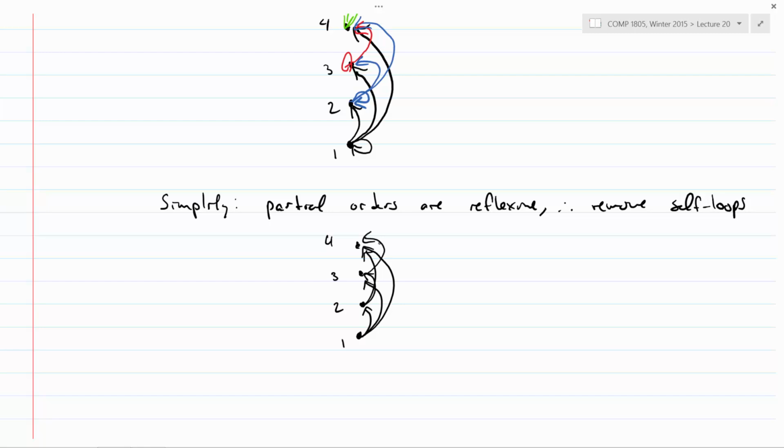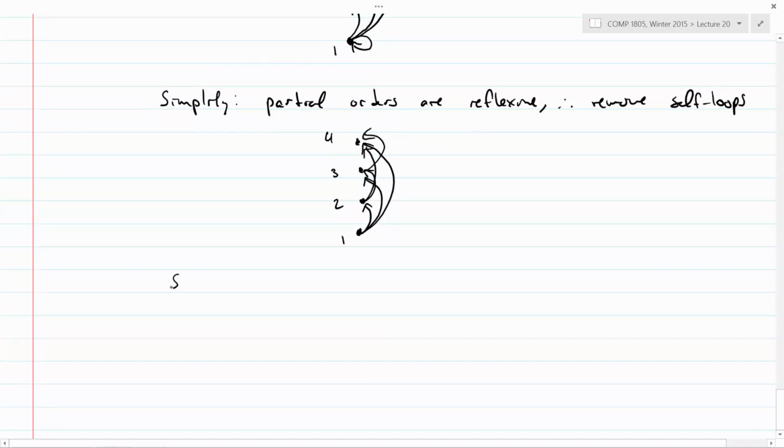What else do I know about partial orders? Yeah? Transitivity. So I have a lot of these edges that I know have to be there because of transitivity. So for example, I have an edge from 1 to 2, and I have an edge from 2 to 3. That's redundant because I know that I can get from 1 to 3 because it's transitive. So having 1 to 2 and 2 to 3 is enough. I don't need to add that 1 to 3 edge. So simplify, again, partial orders are transitive.